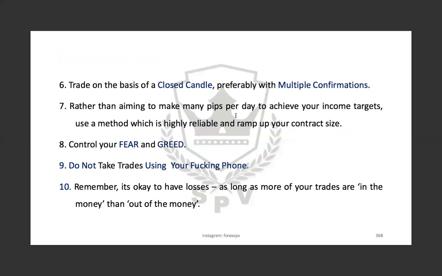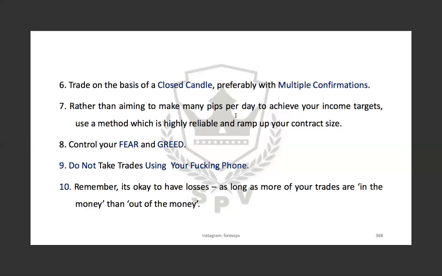Okay. So always wait for a close of a candle in order for you to enter, preferably with multiple confirmations. And sometimes rather than aiming to make many pips per day to achieve your income targets, you can simply aim for a few pips and ramp up your contract size.